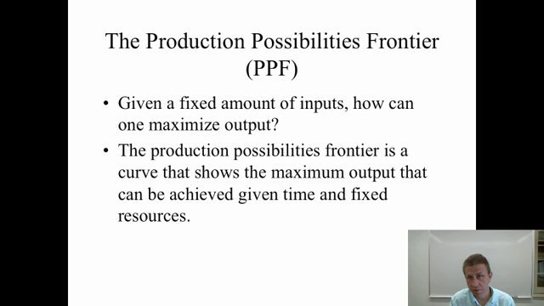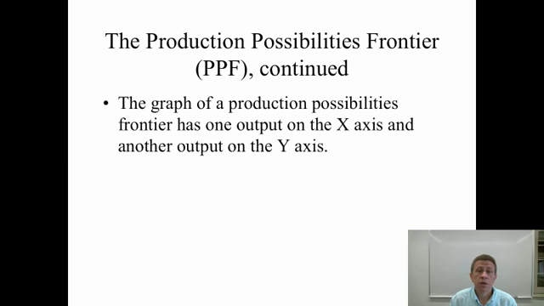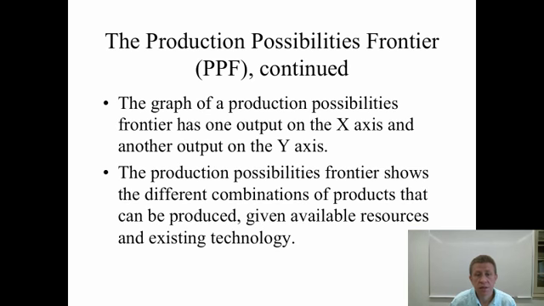So given some amount of land, labor, and capital that is fixed, what are the different levels of output that you could achieve? The maximum of the various combinations is the frontier. I call this the production possibilities frontier. So the graph of the production possibilities frontier has one output on the x-axis and one output on the y-axis.